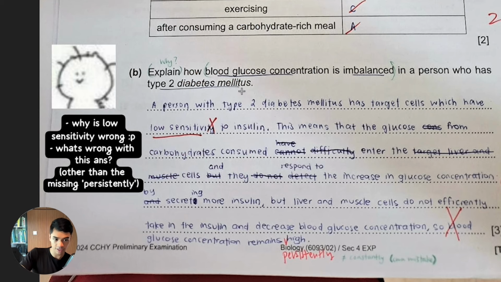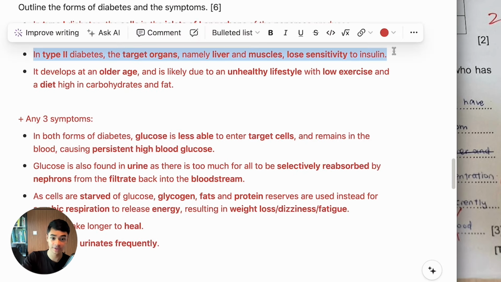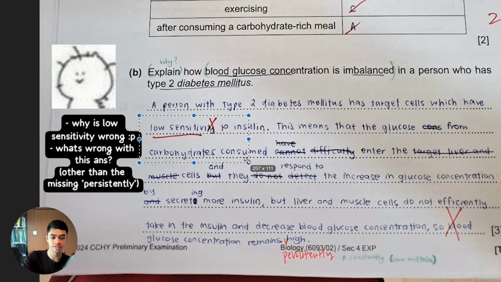Okay, so we're going to start with saying how does type 2 diabetes work? So type 2 diabetes has target cells. That's not a good way to say it. Okay, this is a disease. You can say insulin has target cells. That's true, right? So you can say that, actually, let's just follow this exact thing here. Okay, so just copy this exact thing. So low sensitivity to insulin.